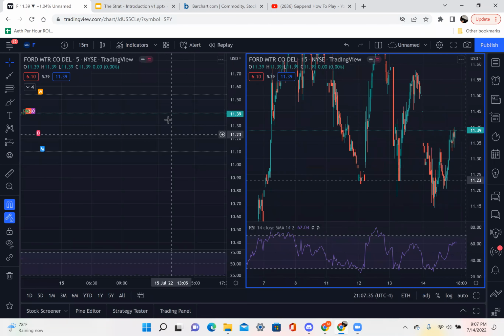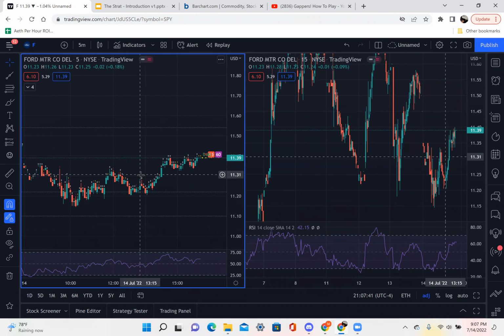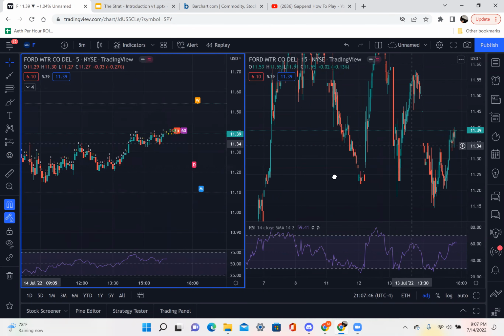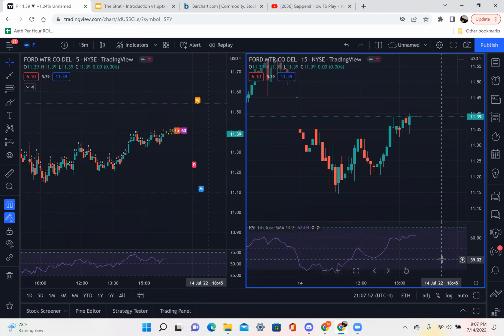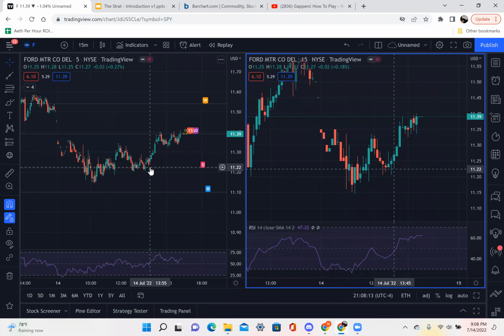So I'll explain it a little bit better. Let's say you're looking for an entry, and the 5-minute is the time frame that you watch. When you're looking for an entry so that you don't jump in and get clapped, how are you making the entry point a little bit better so that as soon as you jump in, it doesn't reverse on you and go the opposite way?